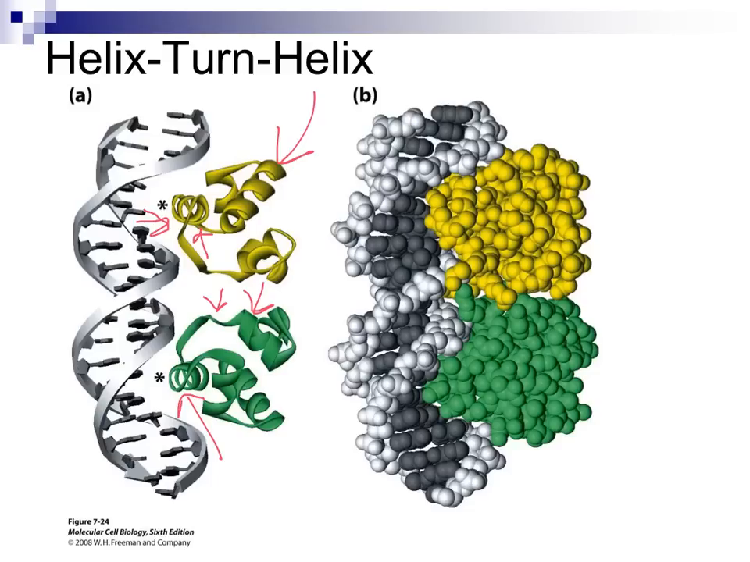Now, in this particular orientation, the helical part will insert itself into the major groove of the DNA, and that is represented with the asterisk. So that's the major groove of the DNA. As comparison, this would be the minor groove of the DNA, and this would be another major groove of the DNA, the major groove being a deeper area. You want your proteins to associate with the major groove because it forms a more stable association, since it's more deeply embedded with the DNA.